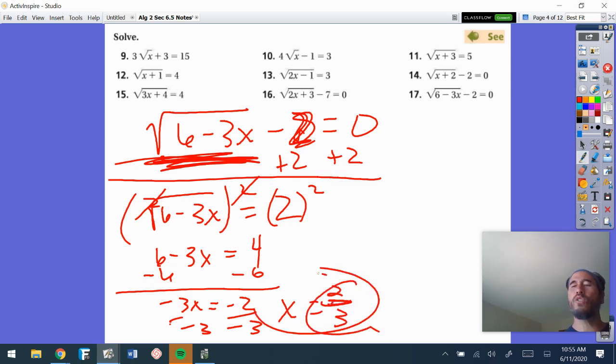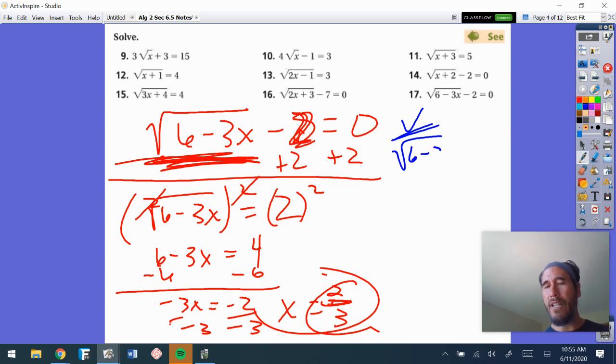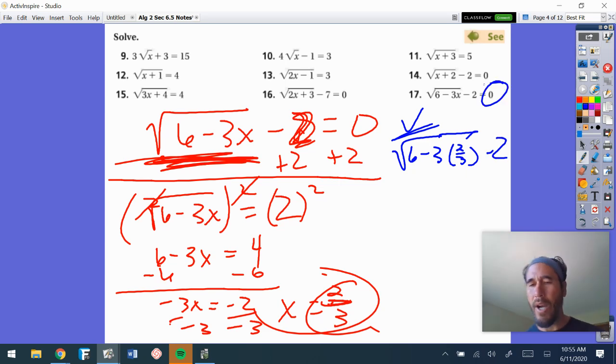Now that's a fraction, which would freak some people out, right? Might be tough to check. But let's go ahead and use our skills here and check. I want it at 100% on the next quiz, right? So we're going to do the square root of 6 minus 3 times 2/3. That's all underneath the radical, minus 2. And I've got to get 0 as my answer.